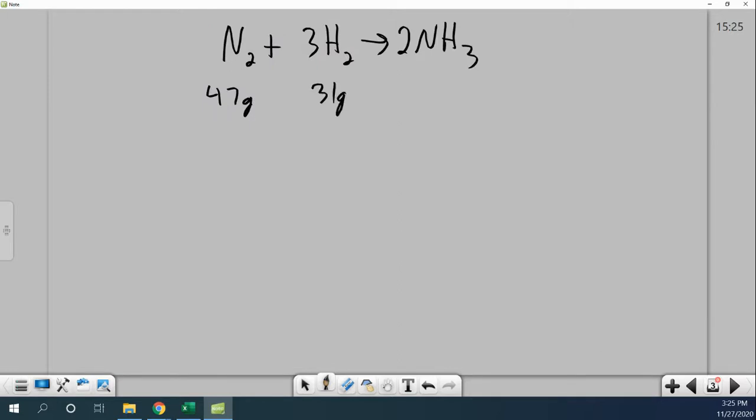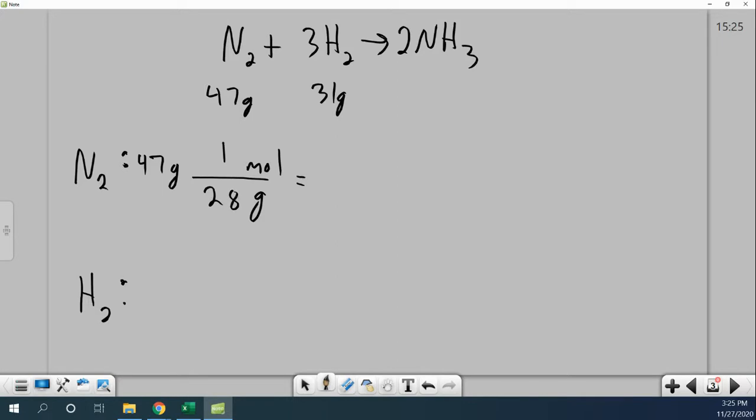Okay. Now, of course, we know grams aren't very useful, so we're going to have to change them. You need some method to keep yourself organized. I sometimes just like to label mine. Like, I'm going to do my nitrogen up here, my hydrogen down here. That way I don't have to keep writing nitrogen after every chemical. 47 grams, I need to get out of grams and into moles. And I know that 1 mole is, look up the molar mass, 28 grams. Which gives me 1.6786 moles of nitrogen gas.